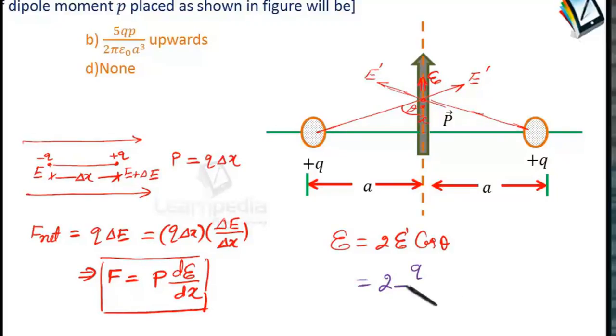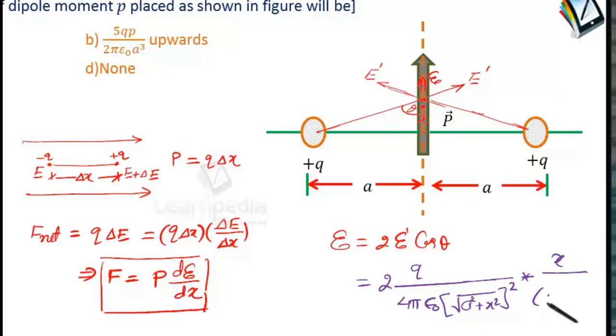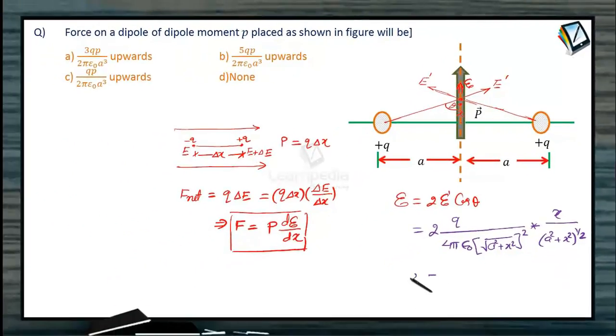So here the net electric field will be 2 times E dash. E dash will be q divided by 4 pi epsilon naught into the square of the distance. The distance between the point and this charge is what? This distance is a, and this is assumed to be x. So it becomes (a square plus x square) whole square, multiplied with cos theta. So cos theta is x upon this side, so it becomes x upon (a square plus x square) raised to the power half. So finally the net electric field E at this point becomes 2qx divided by 4 pi epsilon naught (a square plus x square) raised to the power 3 by 2.